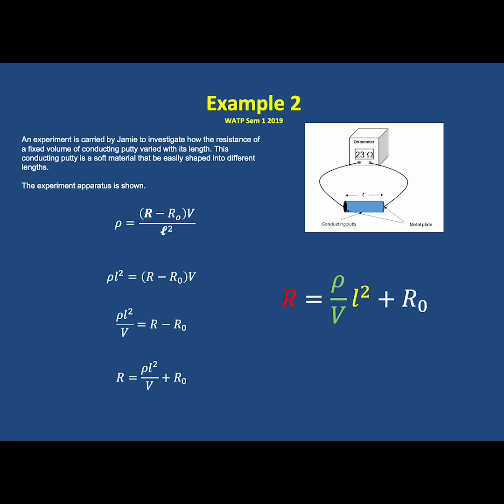We take the L squared part of the equation first, we multiply that out to the left. Then we take the volume part of the equation and we divide that over on the left. And we end up with rho L squared on V equals R minus R naught. Finally, we isolate the resistance part of the equation. And we end up with R, the resistance of the putty tube, is equal to rho on V multiplied by L squared plus R naught. And you can see already by the color coding I've been putting in here, we've got red for the R and we've got yellow for the L squared.